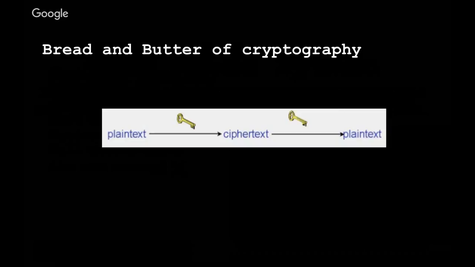So this is just a really simple graphic to show you this is a plain text, it becomes a ciphertext, and then using our encryption key, we can get the plain text again.